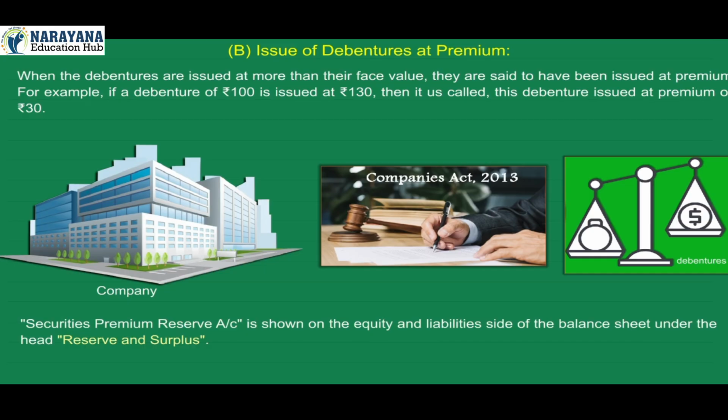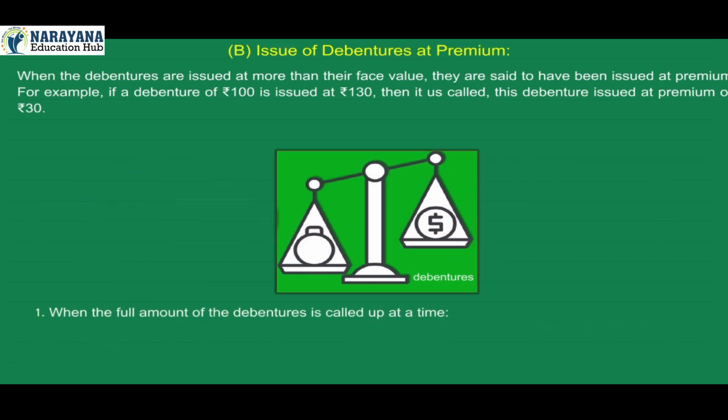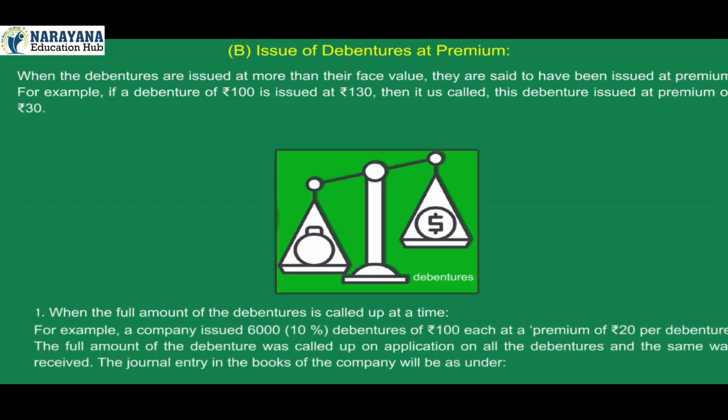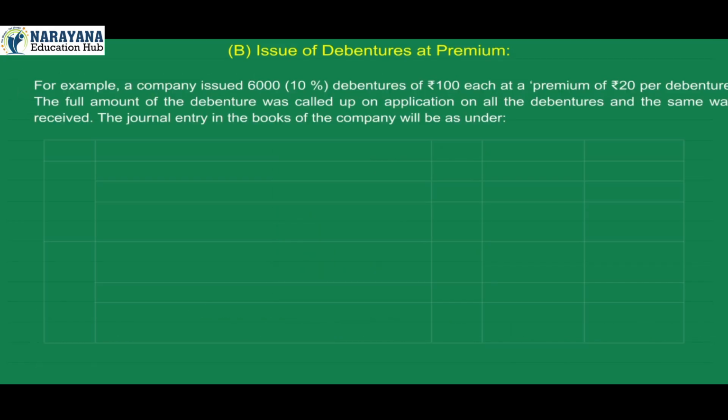Securities premium reserve account is shown on the equity and liabilities side of the balance sheet under the head Reserve and Surplus. 1. When the full amount of the debentures is called up at a time. For example, a company issues 6,000 10% debentures of ₹100 each at a premium of ₹20 per debenture. The full amount of the debenture was called up on application on all the debentures and the same was received. The journal entry in the books of the company will be as under.